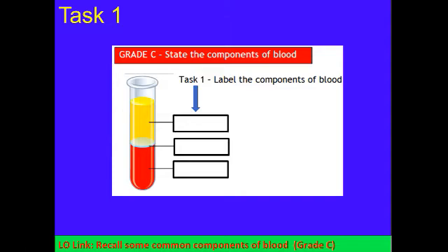Okay, so this is the point where you can either pause the video and fill in the grade C, stating the components of the blood, or you can just fill them in as we're moving along.